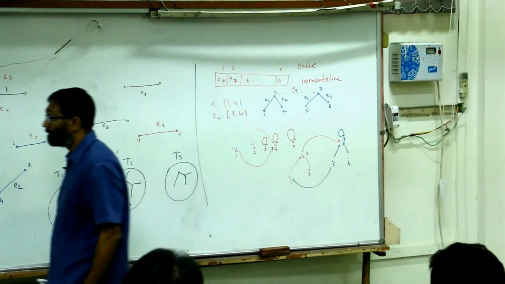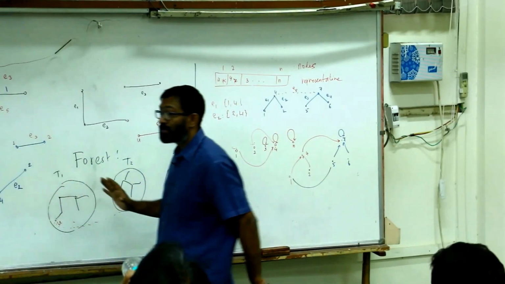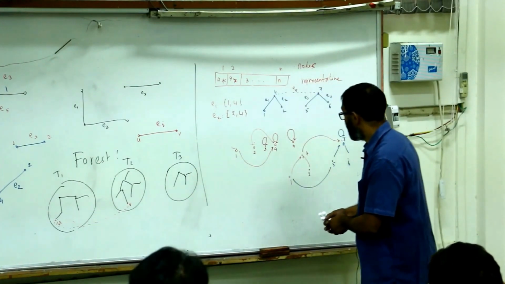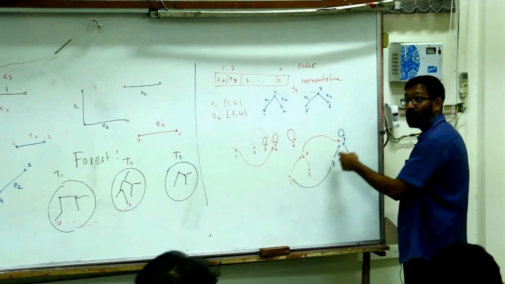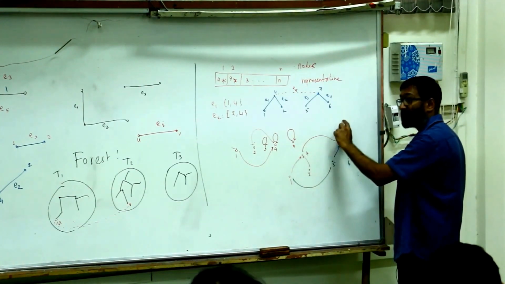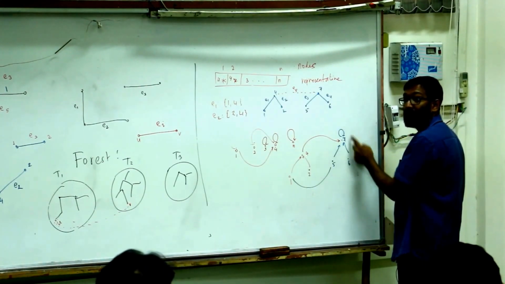Now we want to check if T union EI is acyclic. So we want to look at the endpoints of EI. Now you see, we are going to maintain this forest-like structure. So 1 points to 4, 4 points to 7. Tomorrow if something else comes, then 7 might point to something else.